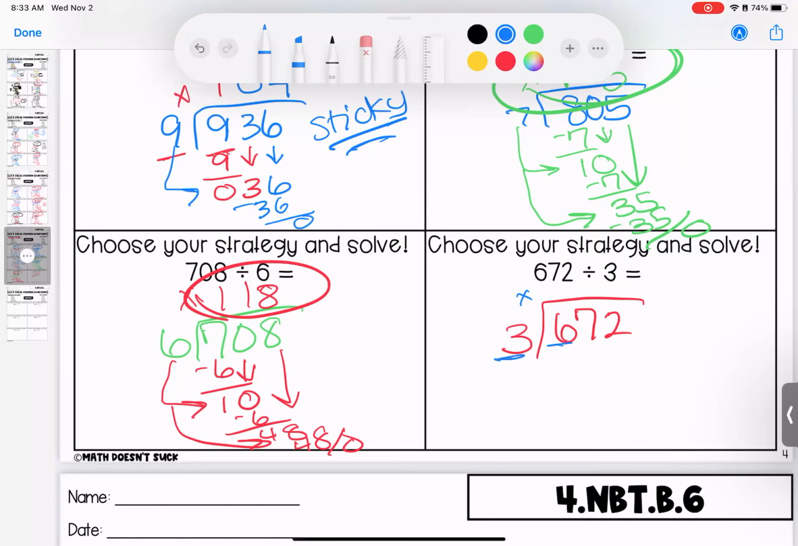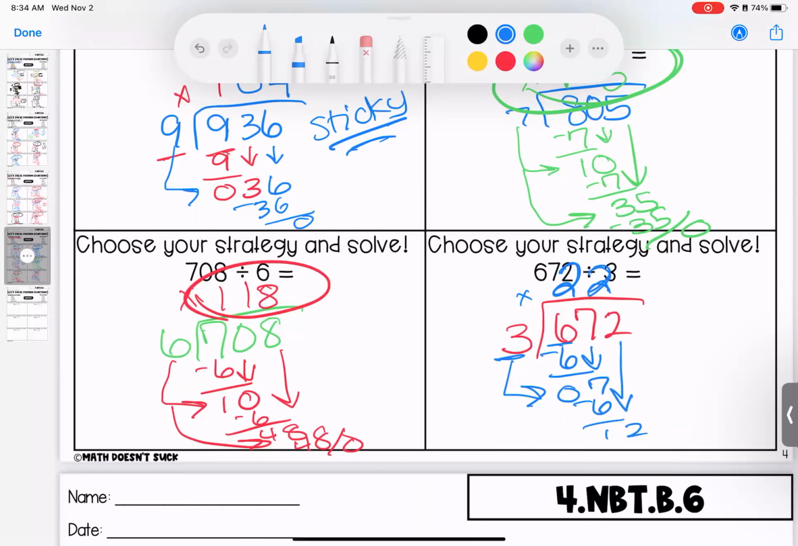Does 3 divide into 6? Yes, it does. 2 times. 2 times 3 is 6. We subtract. 6 take away 6 is 0. All right, bring down that 7. Start again. Does 3 go into 7? Yes, it does. 2 times. Because 2 times 3 is 6. And 7 take away 6 is 1.